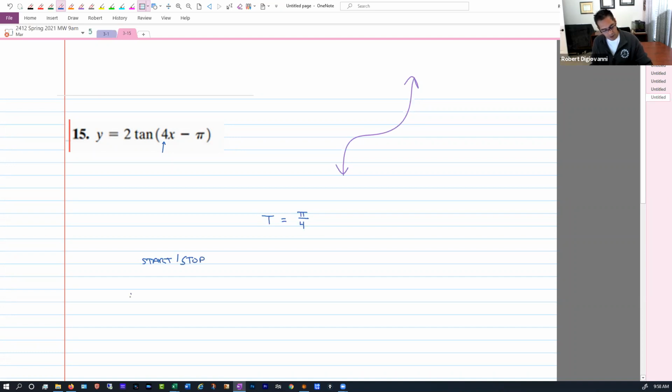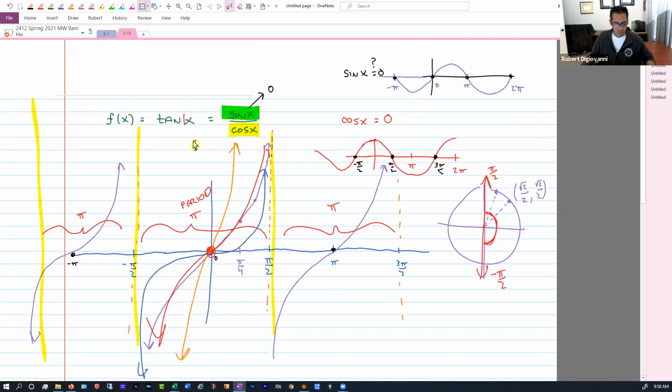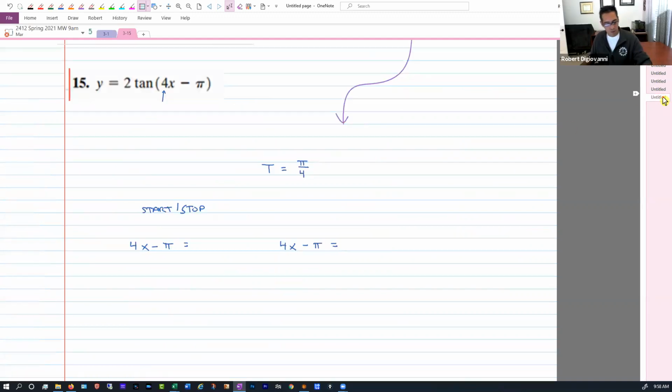But what we do is we take the argument and we don't set it equal to 0 and 2 pi. We set it equal to, well, what are the 2 important points on the basic tangent graph? On tangent, what were the two important places where we had the verticals? Negative pi over 2 and pi over 2. So that will be what we use. Negative pi over 2 and pi over 2 will be our special points that we use for tangent.